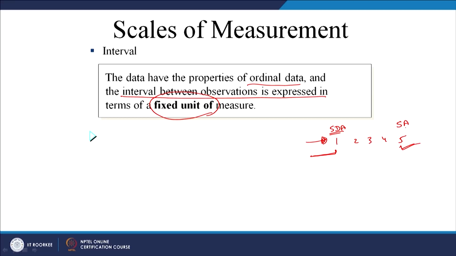So, you can have a scale like this: strongly agree, this is neutral, this is strongly disagree. This is somewhat, or let us say disagree, is it not? So, these are the 5 categories of this scale. So, we know that the distance between these two is 1, and we know that the distance between these two is 3.